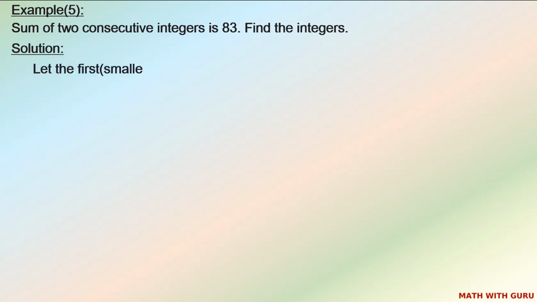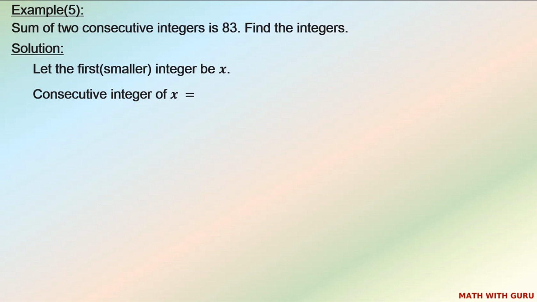Let the first, smaller integer be x. The consecutive next integer of x equals, how do you find this out? What do you mean by consecutive integers? 2 and 3 are consecutive integers. 3 and 4, 4 and 5, 5 and 6. These are all consecutive integers.